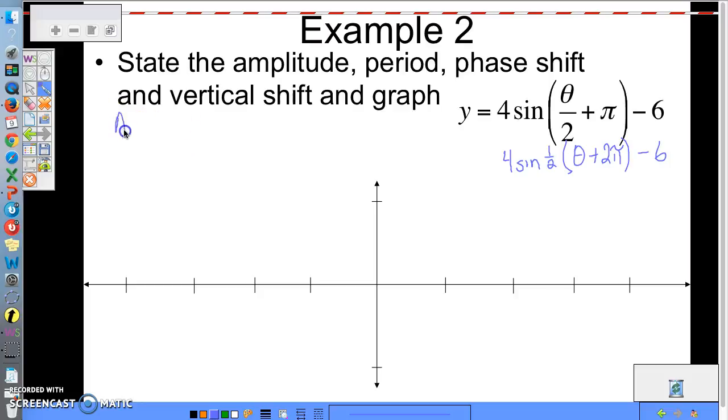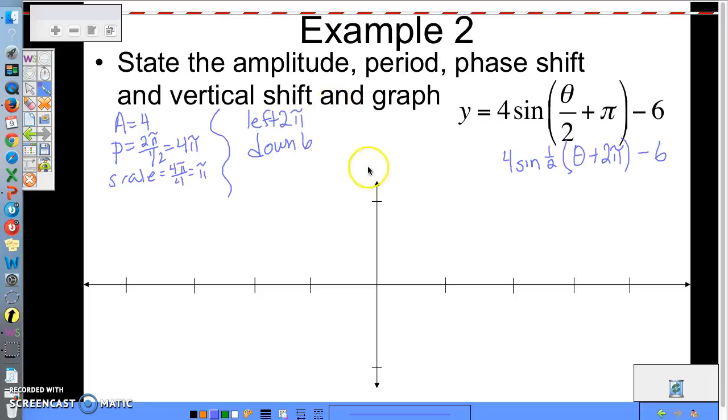So let's see, our amplitude here is 4. Our period is 2 pi over 1/2, which is 4 pi. Our scale would be 4 pi over 4, which is pi. And then our shifts, plus 2 pi moves it to the left 2 pi and down 6. So let's see. One thing I like to do here is, well, first I guess we can label. So we got pi, 2 pi, 3 pi, and 4 pi.